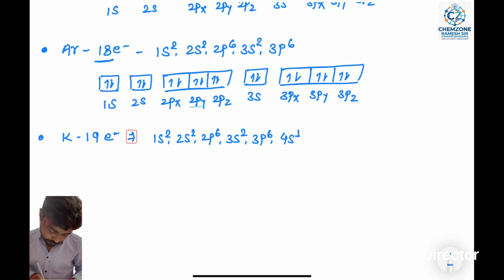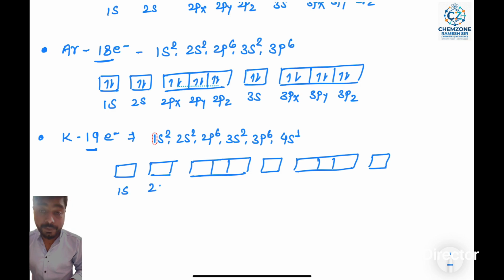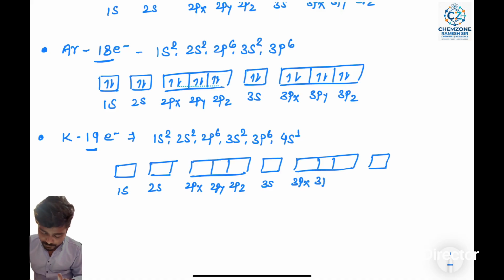Okay, that is when 19 electrons are present. So I mentioned the orbitals: 1s, 2s, 3s, 3p and 4s. 1s, 2s, 2px, 2py, 2pz. Then next is your 3s, 3px, 3py, 3pz and this one is your 4s. One new orbital is created, the 4s orbital.